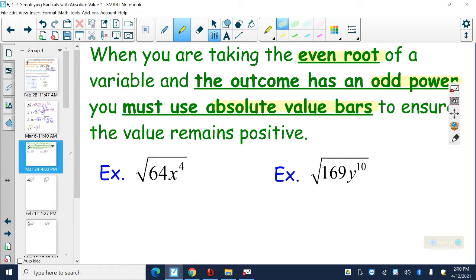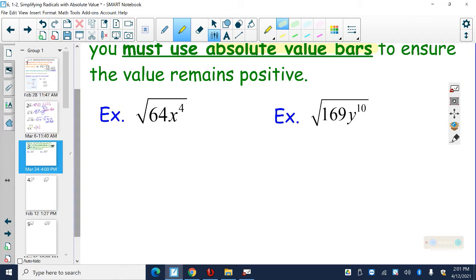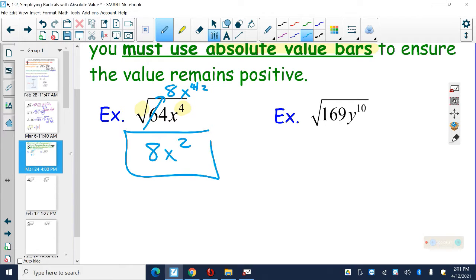If my root is an odd root, I don't care. I only care if it's an even root with an odd power on it. Okay? So here we go. Now, example. I am taking the square root of 64 and the square root of x to the fourth. One number multiplied by itself is 64. This comes out as an 8. And then you're going to take this power and divide it by this index. So 4 divided by 2 is 2, 8x squared. Do we see that?